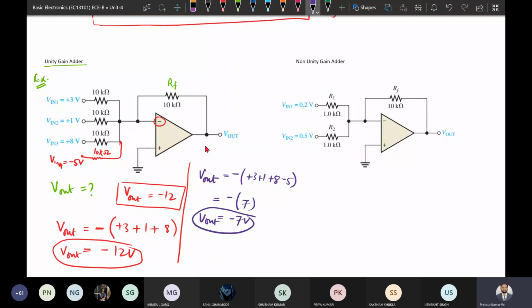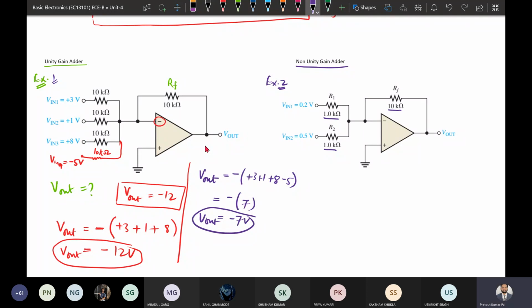Okay, so I hope you have got the concept. So next one is the non-unity gain amplifier. This is example number 2. This was 1. In this example we are having R1 and R2 and RF. R1 and R2 are the same, 1 kilo ohm, but RF is 10 kilo ohm.